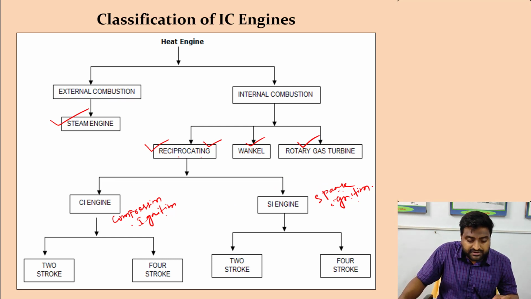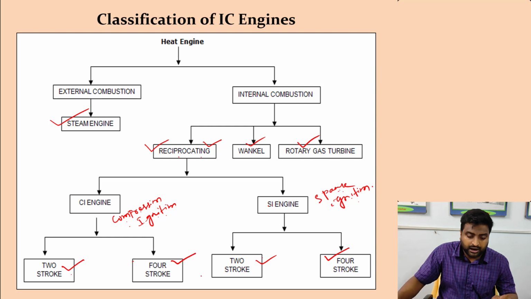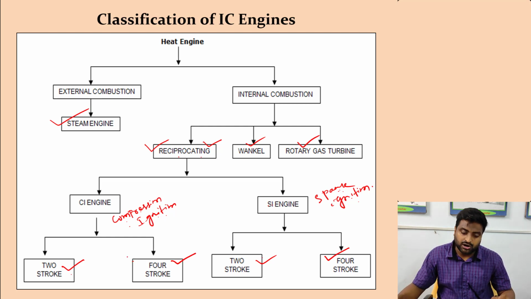Again, the CI engine, or the compression ignition engine, is divided into two types: one is the two-stroke engine, one is the four-stroke engine. Similarly, the SI engines are divided into two types, two-stroke and four-stroke. I'll tell you later on what is two-stroke and what is four-stroke. But for now, all can remember that the CI engine is divided into two-stroke and four-stroke, and the SI engine is divided into two-stroke and four-stroke.